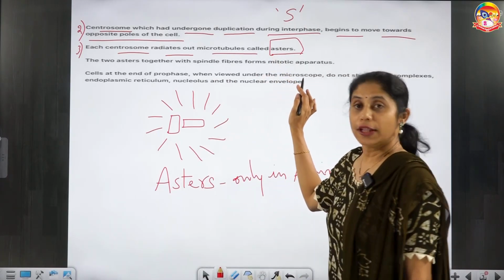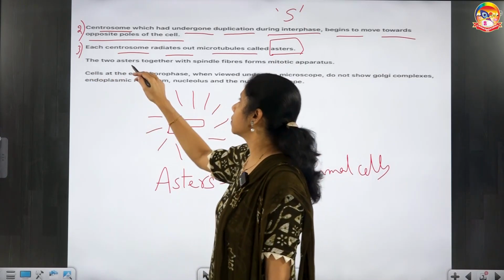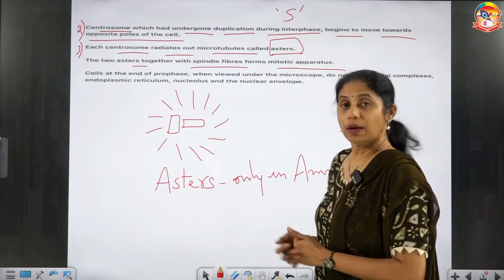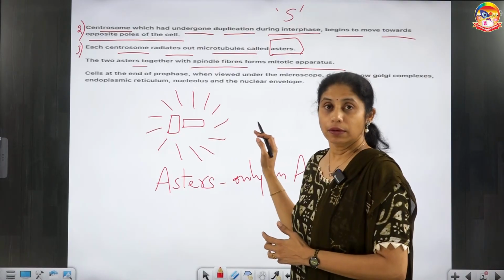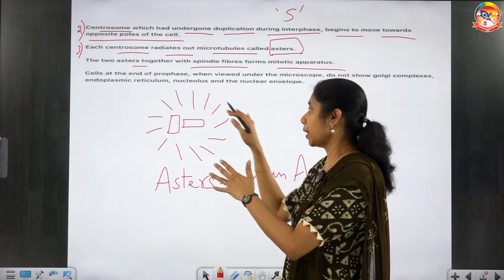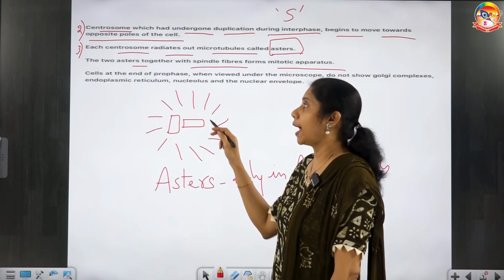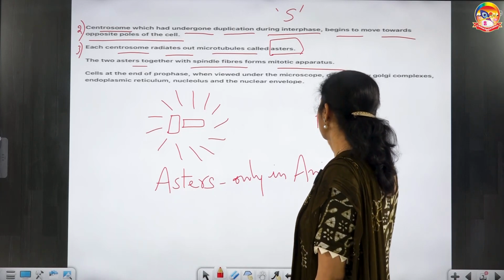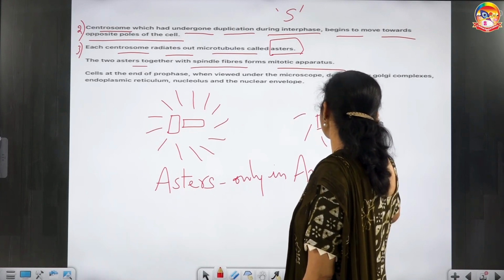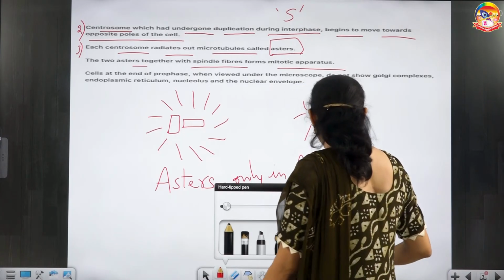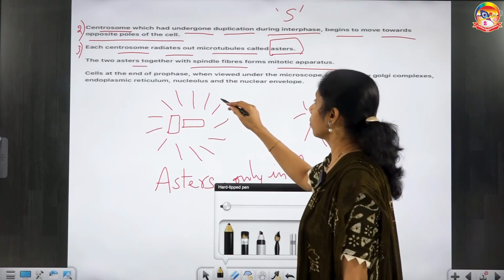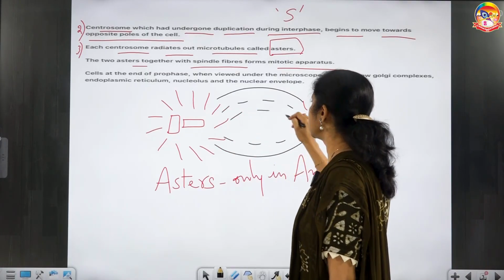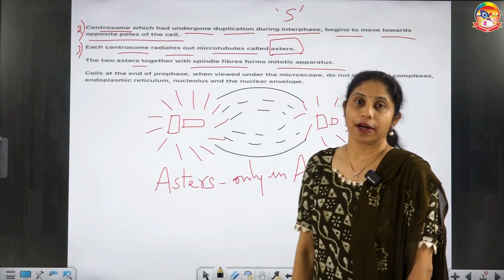The asters are formed in the animal cells, and the two asters together with spindle fibers form the mitotic apparatus. So in the cell, two asters will be there, one from the first centrosome and one from the second, and then microtubules. Two asters per animal cell, along with the middle spindle fibers like this, together are called the mitotic apparatus.